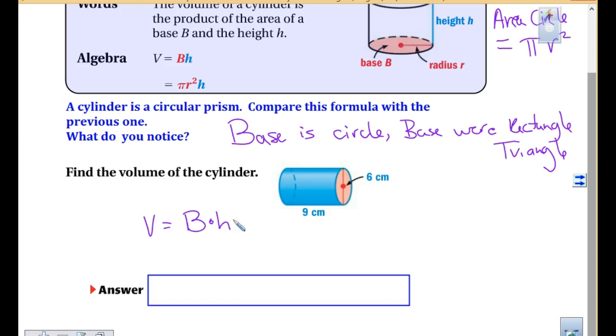Oh, that was so wimpy. My goodness, I know it's Friday, but come on. All right, so here we go again. Volume equals area of the base times height. Thanks for being loud on that one.